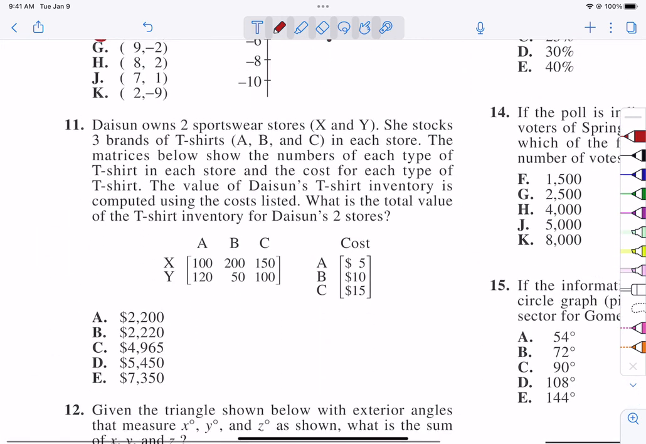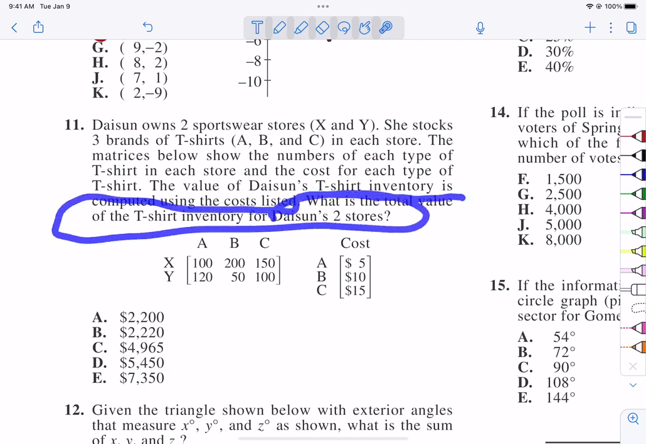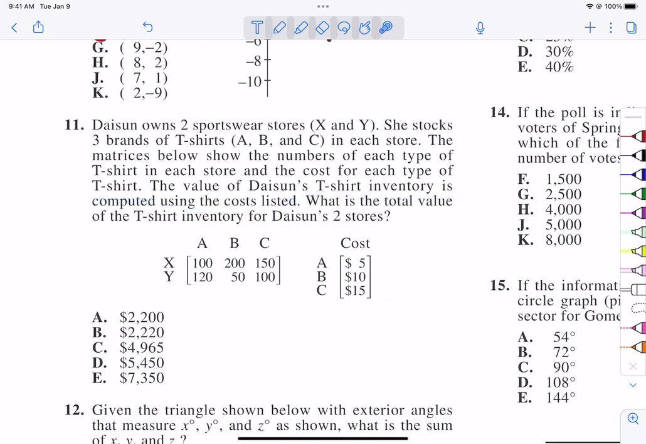This is what I tend to do, and I know it's not necessarily the best strategy, but it does sometimes save time. If you just read this, it says, what is the total value of the t-shirt inventory for the 2 stores? If you've ever done matrices, some Algebra 2 teachers do and some don't, the A shirts are worth $5. How many shirts do we have that are A's?